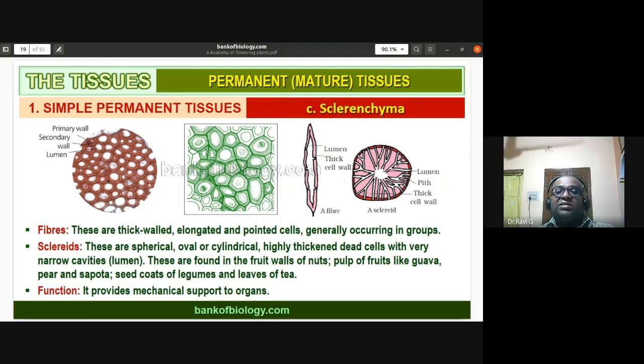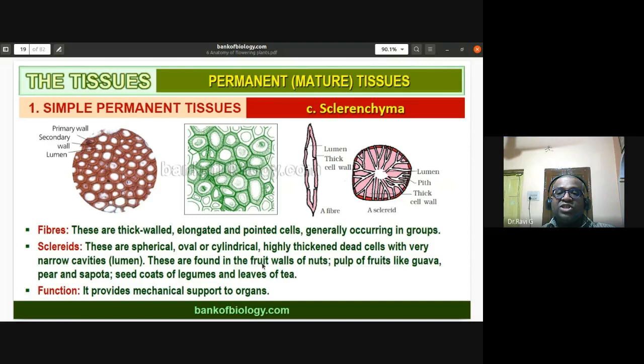Some of the sclerites are columnar or pillar-like and are found in groups. We call them macrosclerites. Some of the sclerites are isodiametric in shape. They almost look like a mosquito coil. They are the brachysclerites. So these are the different types of sclerites based on their shape.